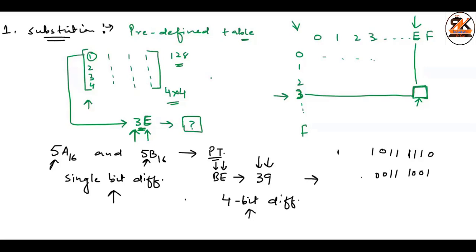So this is BE, and this is 39. So you see, you have the bit difference here. And you have a bit difference at this position, at this position, and at this position. So a 4-bit difference. So this is how the substitution is done and how the scrambling in the plain text is done by using the sub-byte table. And similarly, there is an inverse sub-byte table, and you can use that in order to get back your plain text for the decryption process.